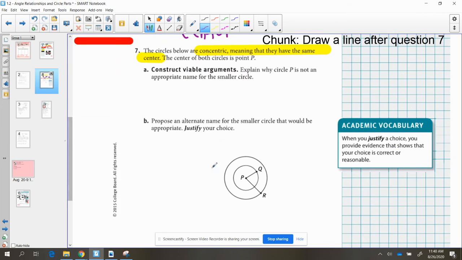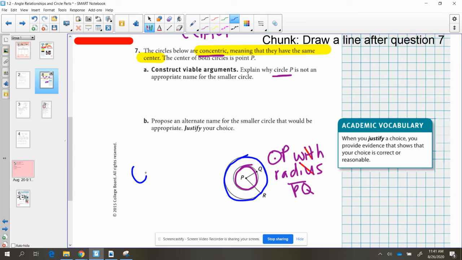So down below here, you'll notice we have two different circles. Both of these would be named circle P. So that's why you've got to be careful when you have concentric circles, meaning circles within circles. Kind of think of the target bullseye, because circle P refers to both of them. So what we would want to make sure we do is call one of these circle P with radius PQ, and then we would want to identify the other circle differently. So we would call this one circle P with radius PR or RP.